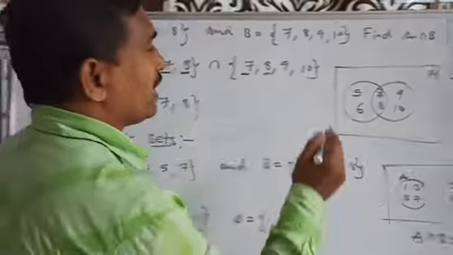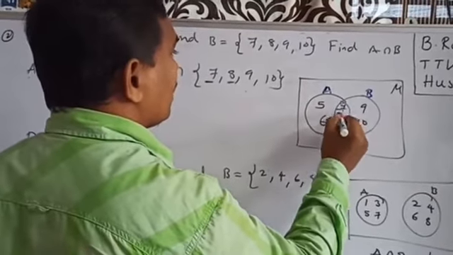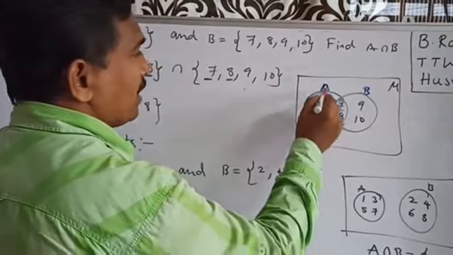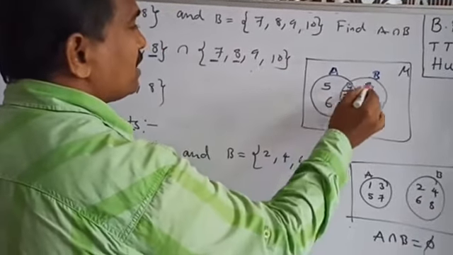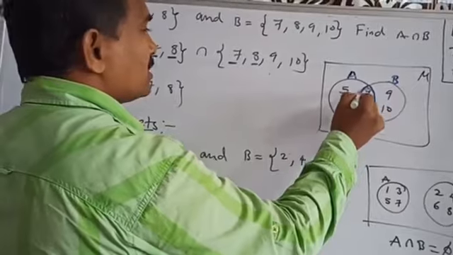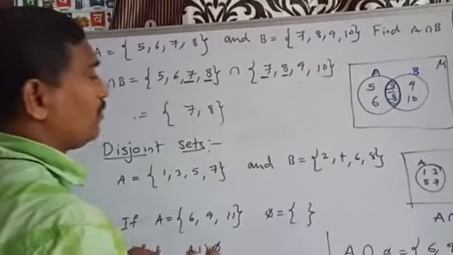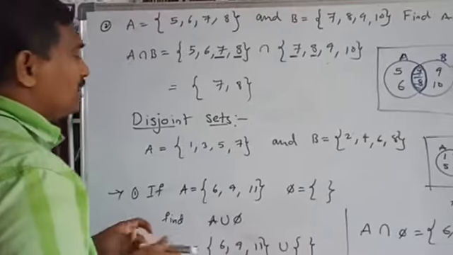So this is the Venn diagram of A and B. This is the intersection part. A is the set {5, 6, 7, 8}, B is the set {7, 8, 9, 10}. What is the intersection part? This is the intersection part, {7, 8}. Now let us go to another concept.